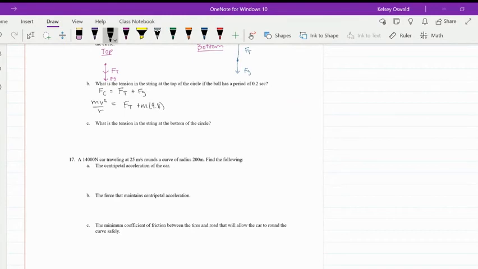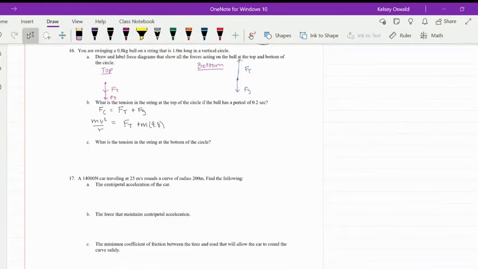There you go. Okay. So if we look at this problem, it tells us our mass is 0.8, and it tells us our radius is 1. However, it does not just directly give us our velocity. However, we do know we have a period of 0.2 seconds. And we know for velocity, it's how far we travel over how long.